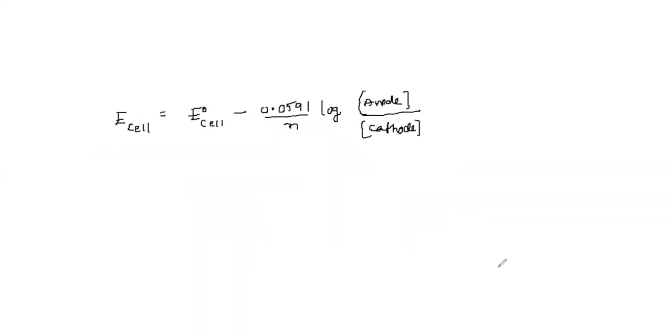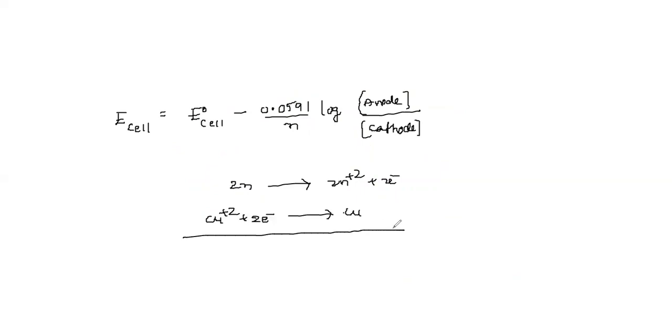Here zinc acts as the anode, so Zn2+. We write the final reaction: Zn converts to Zn2+ plus 2 electrons, then Cu2+ accepts the 2 electrons and converts to copper. These two electrons cancel, so the cell reaction is Zn plus Cu2+ converting to Zn2+ plus Cu. This is the final reaction. Zinc is solid, ions are always aqueous, and metal is always solid.